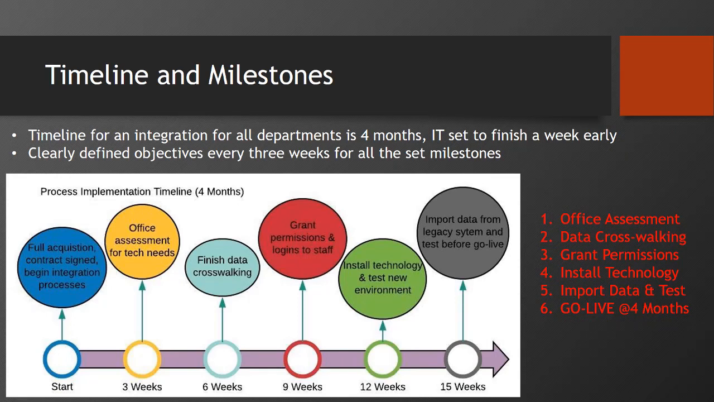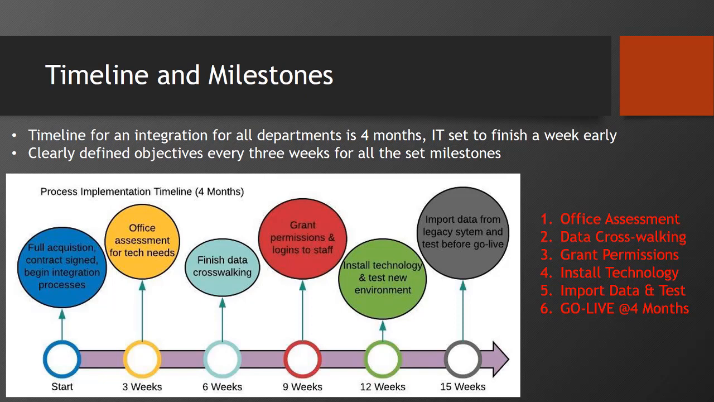Now, as it relates to the timeline and milestones for this project, we need to make sure that we have our 4 month timeline and we have everything done accordingly. So for IT, we need to set to finish a week early so that we can cover any other areas that we may have missed, overlooked, or that need a little bit extra help at the end. By clearly defining these objectives every 3 weeks, we can set our milestones accordingly and have everything done in the 16 weeks.